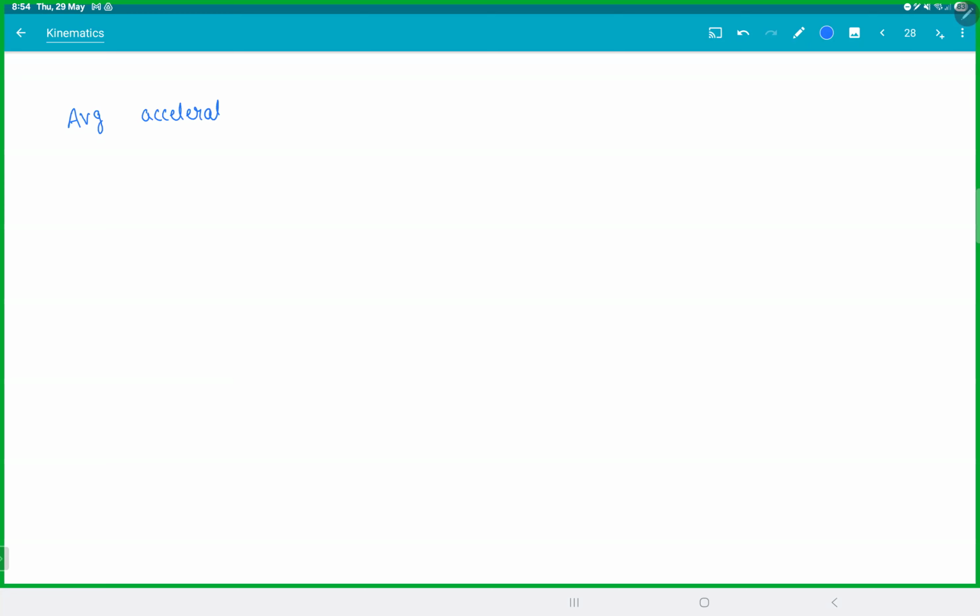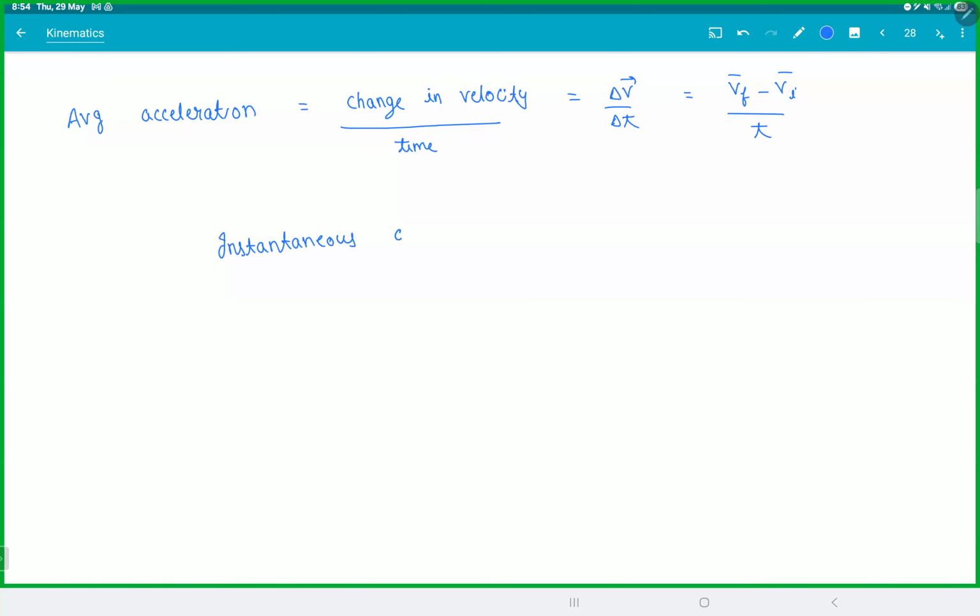Average acceleration. So average acceleration is simply the change in velocity by time: delta v bar by delta t, which is v final minus v initial by time. Now, if you make the time very, very small, this will become instantaneous acceleration. We did the same thing with velocity, if you remember. When you make the time intervals very small, averages become instantaneous.